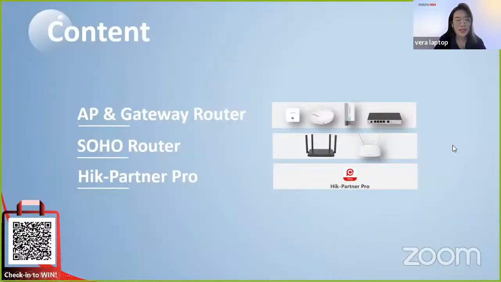Today's content mainly includes three parts. First, the AP and gateway router, which we also call AC, and the AP and AC demo box that we also bring to you. Second, the Soho router, with different types of routers supporting different Wi-Fi protocols, like Wi-Fi 4, Wi-Fi 5, and even Wi-Fi 6. And the last, Hik-Partner Pro. Let's see what the application can do for us this time.